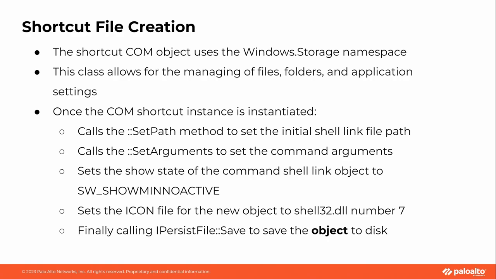You set the icon. Here, they're turning the link file, that shortcut file, so they want it to appear as a drive as well. Again, to the user, they see a drive and not a shortcut. And finally, once you've made all those changes to your object, you just call IPersistFile::Save, and you save the object to disk. And like that, you now have a link file with all those properties set.